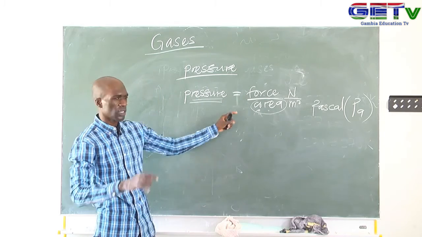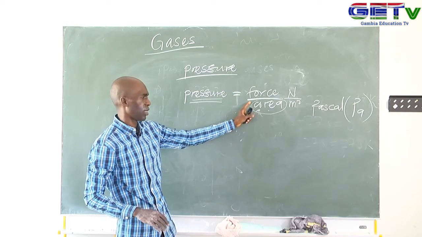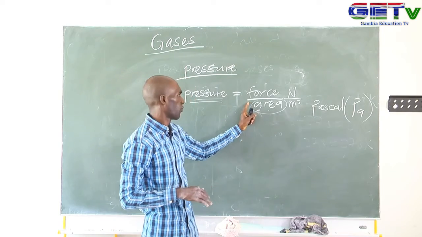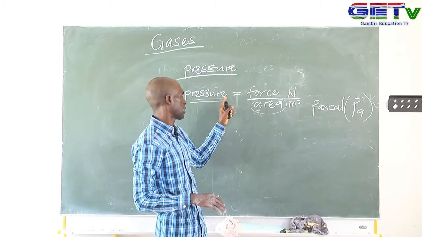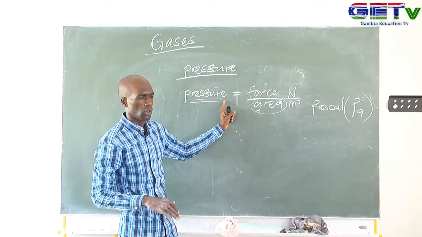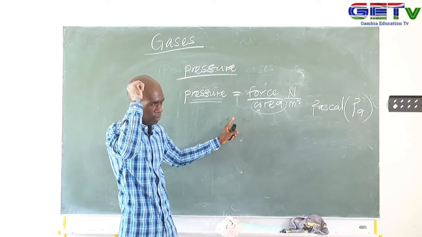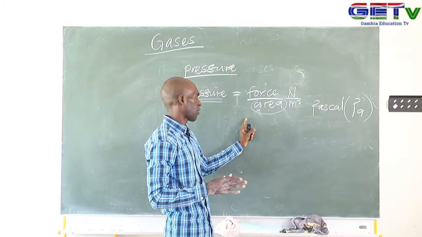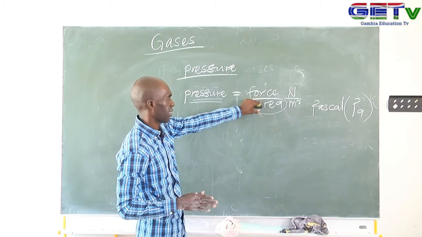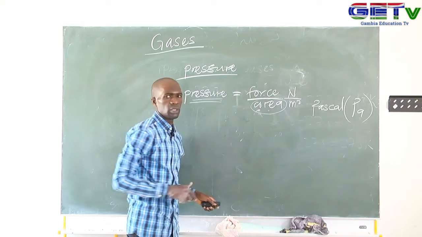So in the first instance, where we have the book placed on its surface, we have a larger area. Therefore, it will exert a low pressure or less pressure. But in the second diagram, we have the book placed on its edge, and therefore it will have a smaller area, and then the force will be greater. Therefore, the pressure will also be large.